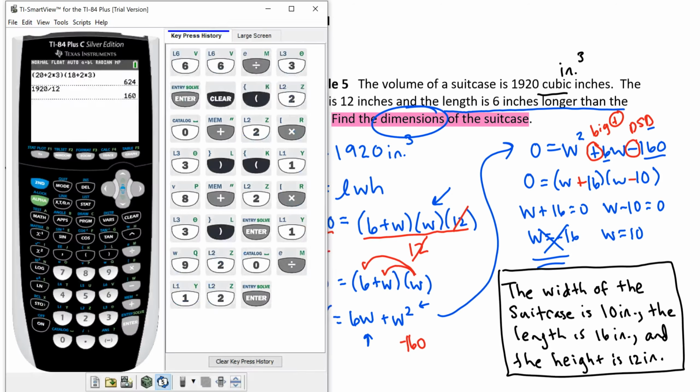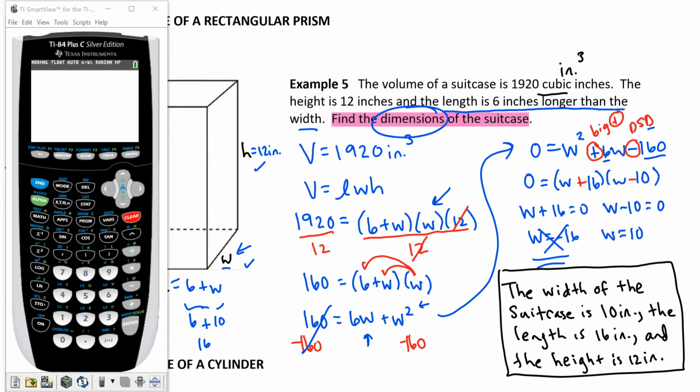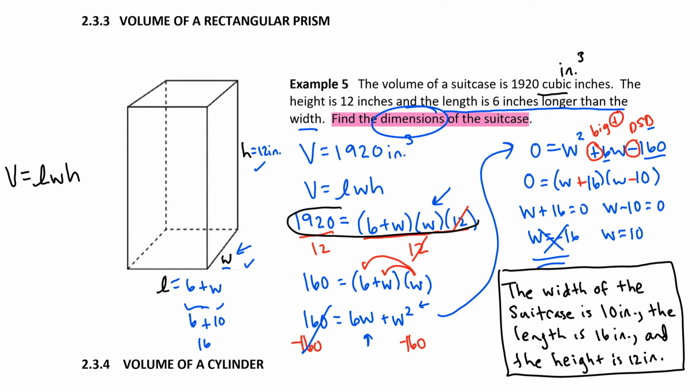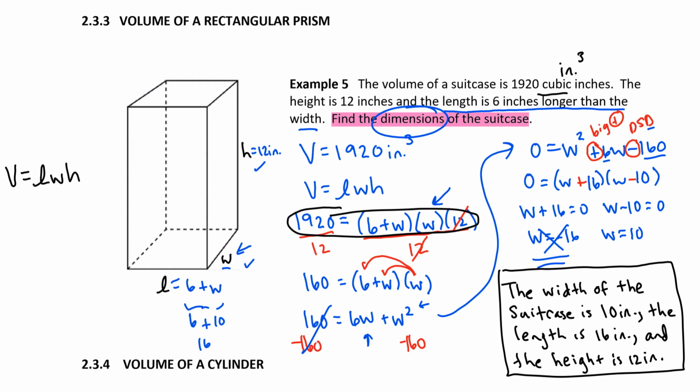Let's double check before we leave this problem. Let's make sure that our answers solve the original equation. So I'm going to go back to this, and I'm going to plug in w equals 10. So working on the right side, we have 6 plus w, which is 10, times w, which is 10, times 12, and we're making sure that that leads us to 1920 cubic inches for the volume. And it does. So we have verified our answer, and we can be confident that it is correct.